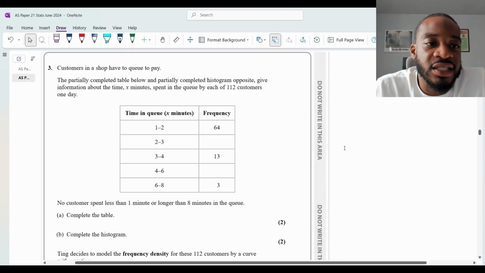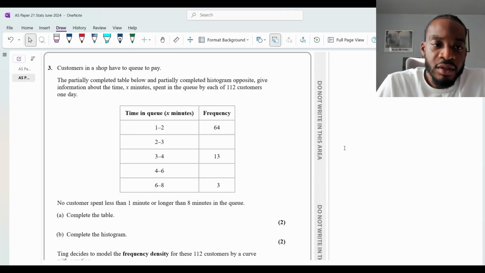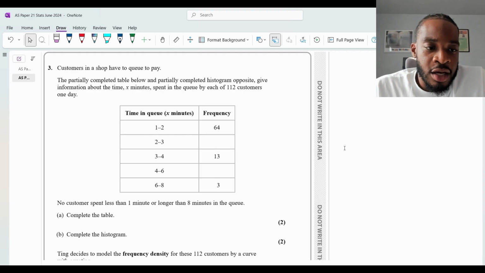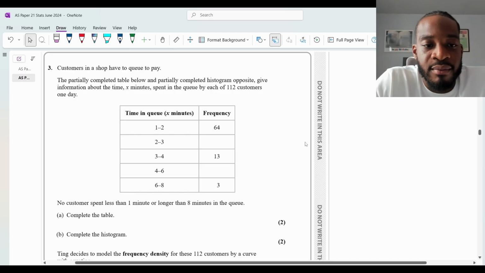Okay, so question three says customers in a shop have to queue to pay. The partially completed table below and partially completed histogram opposite give information about the time X minutes spent in the queue by each of the 112 customers one day. So we've got the time in queue, X minutes, we've got the frequencies on the right. No customer spent less than 1 minute or longer than 8 minutes in the queue. Part A says complete the table. Okay, so we need to fill in the missing frequencies, and they've told us that there's a histogram underneath.